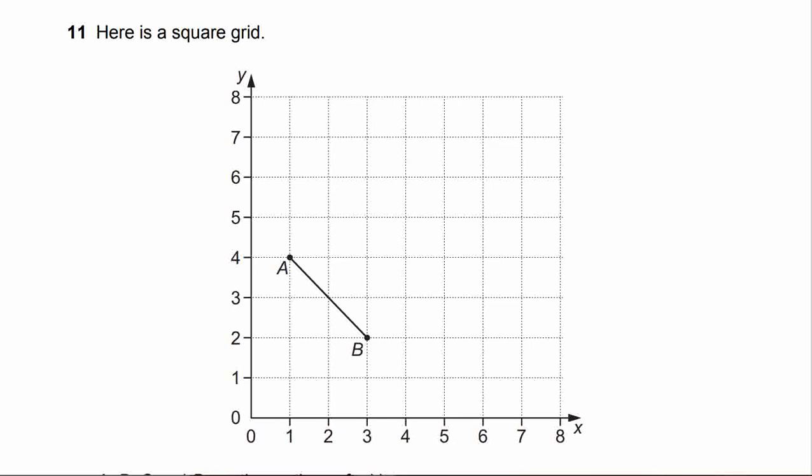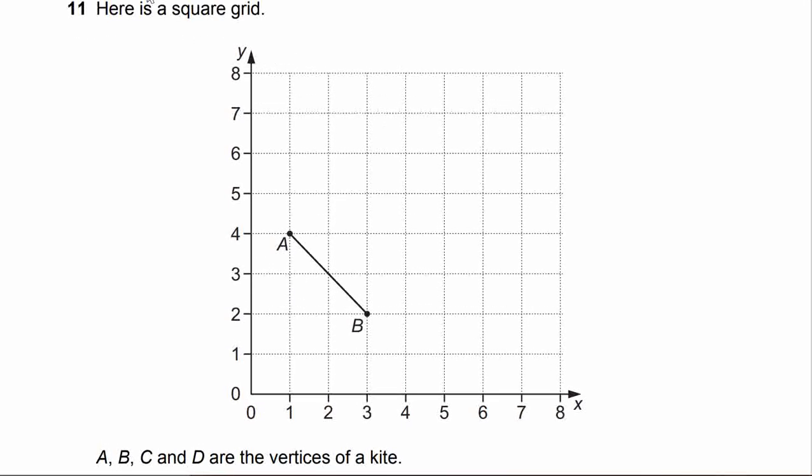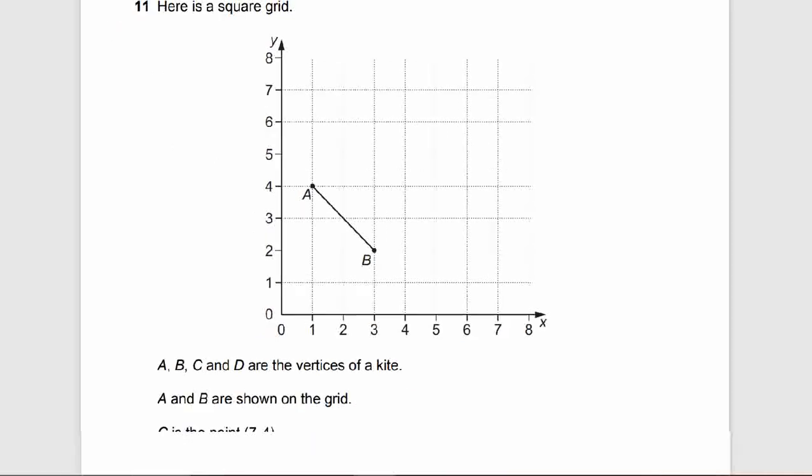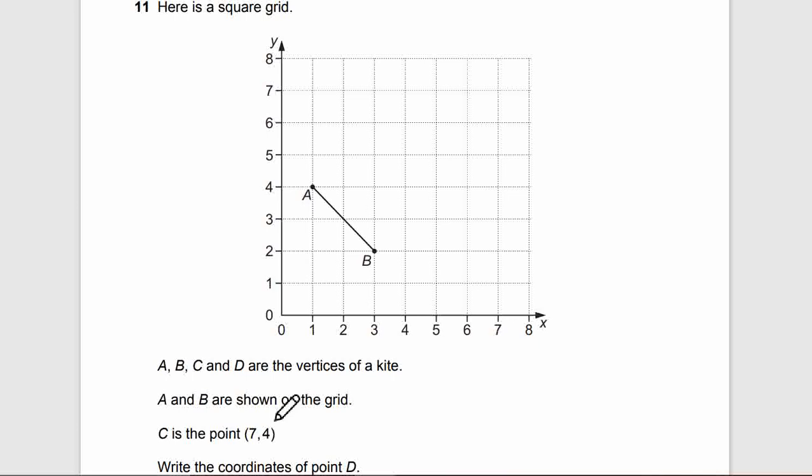Here's a square grid. A, B, C, D are vertices of a kite. A and B are as shown in the grid, while C is the point 7, 4. So this is X, Y. 7, we see 7 is 1, 2, 3, 4, 5, 6, 7. Plot 2, 4 there, so 4 here. 7 and 4 meeting in here. So this will be point C.